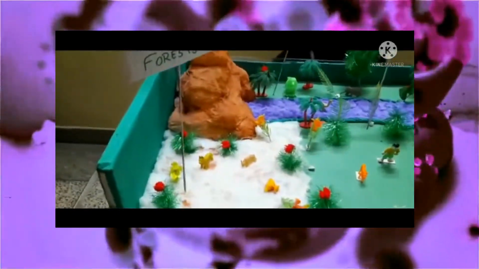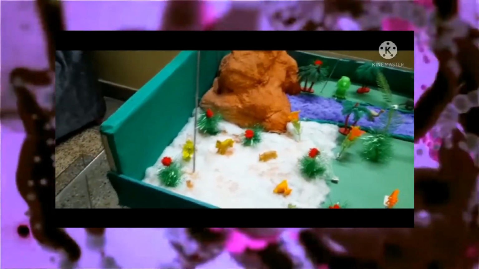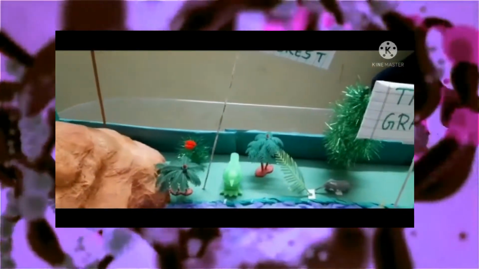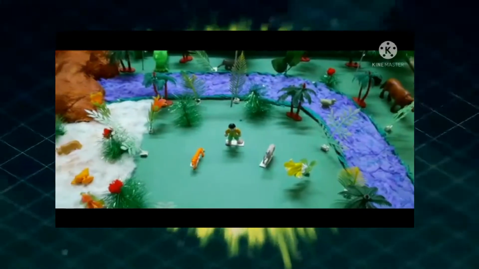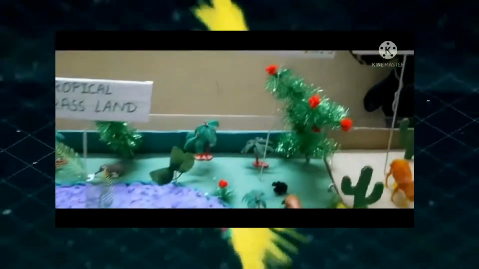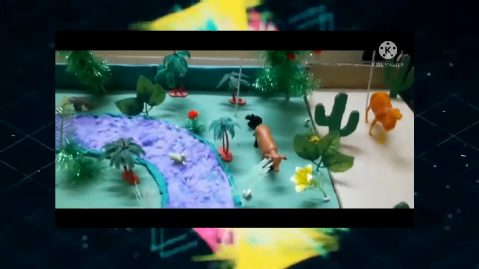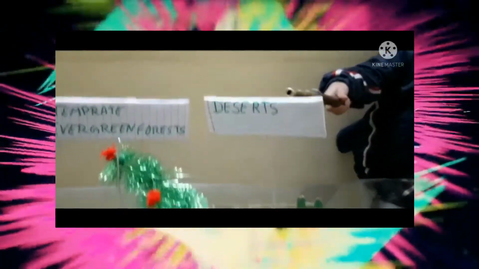Coniferous forest is a habitat type and is also known as temperate coniferous forest. Tropical evergreen forests are dense. They have many types of plants and animals. Tropical grassland is found in Australia, India, Africa and North America. Temperate evergreen forests have large trees which are evergreen. Desert is a large and dry area. Desert is very hot and full of sand.